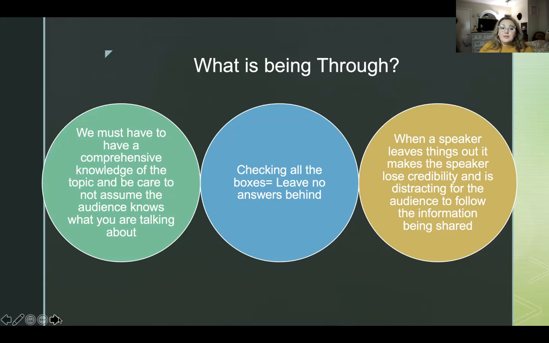So, to be thorough, we must have a comprehensive knowledge of the topic that we're talking about, and be careful to not assume your audience knows what you're already talking about. And when you do this, it creates this credibility in you. And when a speaker leaves things out, it makes the speaker lose credibility, and it's distracting for the audience to follow the information being shared. So my advice is to only ever give speeches on topics that you're a master at.